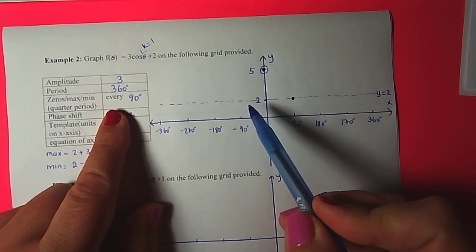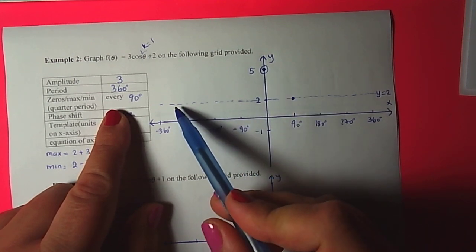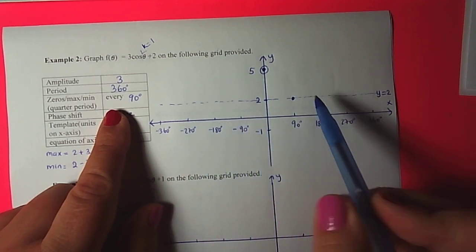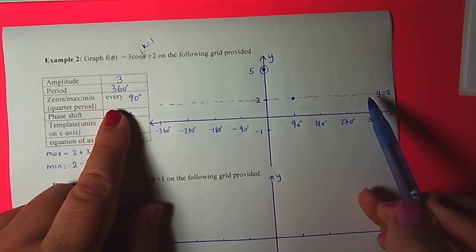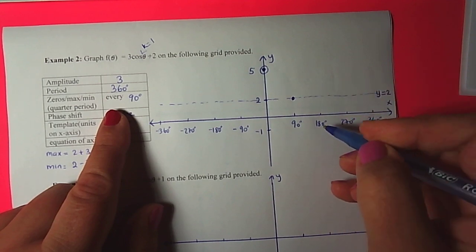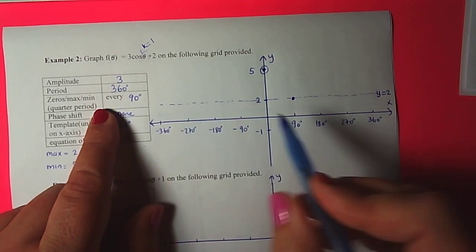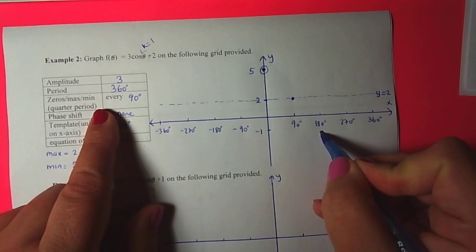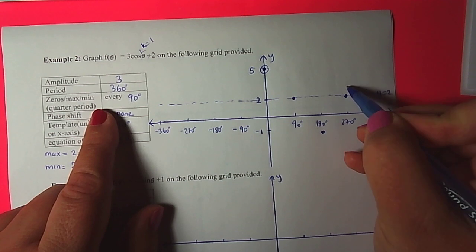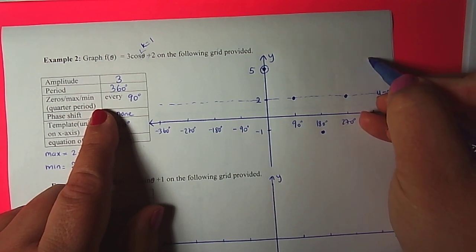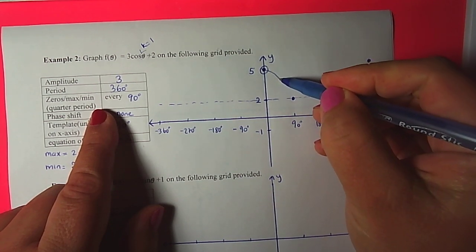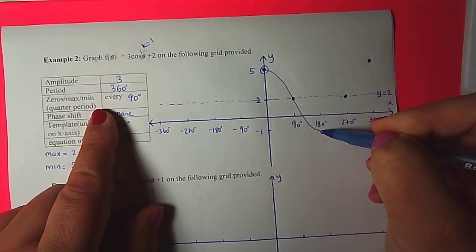But remember, if there is a vertical shift, now we have a new axis. So zeros are not going to be on the x-axis, but the new axis that you draw. Okay, so we go to the 0, then the pattern says go to the minimum. So we go 90 degrees horizontally and go to the minimum. 90 degrees horizontally, go to the 0. And again, we go 90 degrees horizontally or quarter period and mark the next maximum. So draw a smooth curve using those key points.